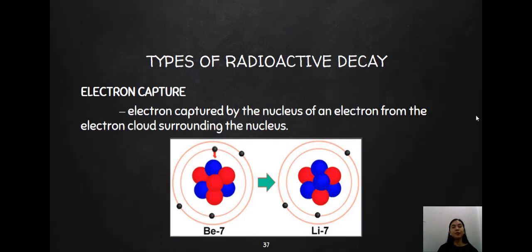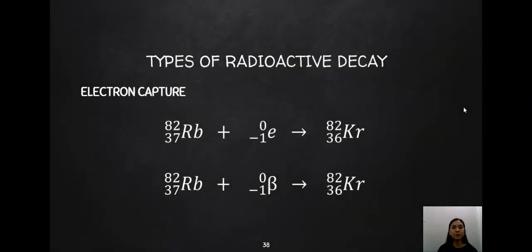So the last type of your radioactive decay is your electron capture. This is the capture by the nucleus of an electron from the electron cloud surrounding the nucleus. Di ba, this is your nucleus, it's surrounded by electrons. Tapos ang gagawin ni nucleus sa loob, parang i-attract niya or ka-capture niya yung isang electron. So that's why it's called your electron capture.